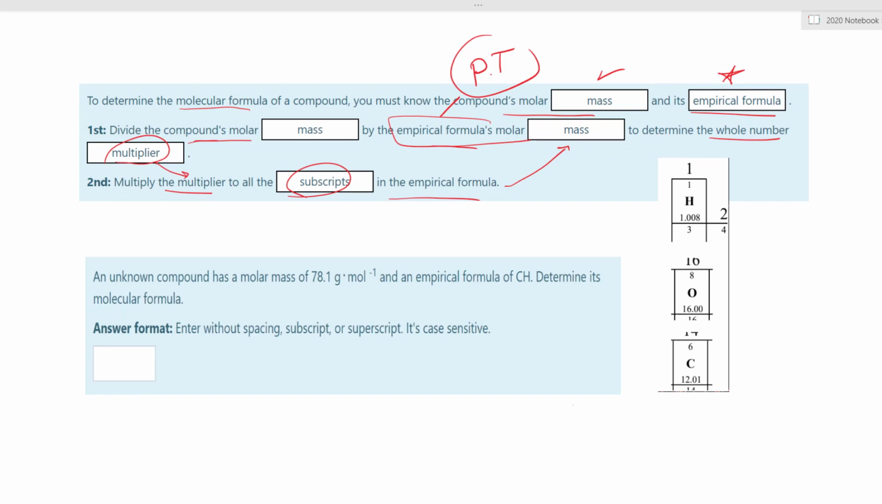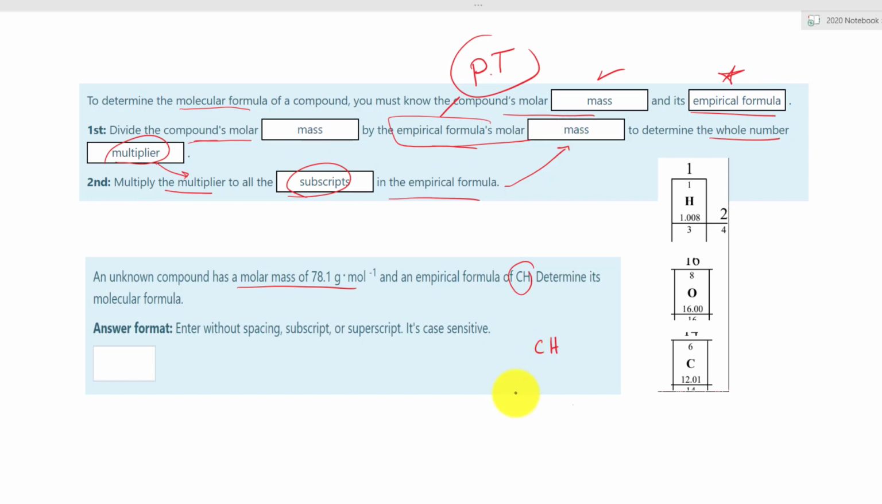First, we have this unknown compound with a molar mass of 78.1 grams per mole and an empirical formula of CH, right? So here, this is your empirical formula, and that is your molar mass. Of course, the first step is we have to figure out the content. We have the mass, we have the empirical formula. But do we have the molar mass of the empirical formula? No, we don't.